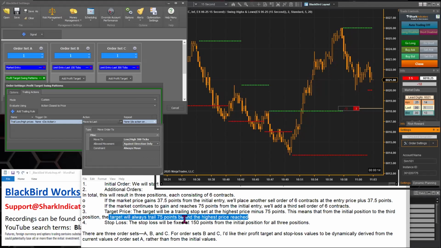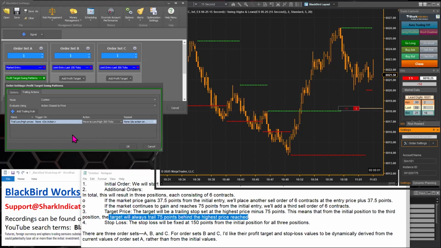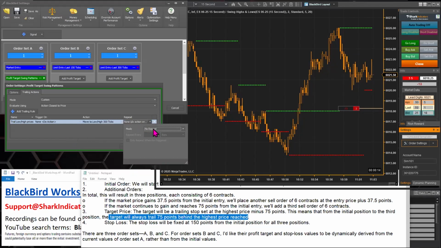Again, since this is written as a sell trade, we want the market to go down, but we're only moving the profit target higher. So we're moving the profit target against the direction of the trade. All right, that should do it. And then for the repeat, we're going to set this on repeat indefinitely.